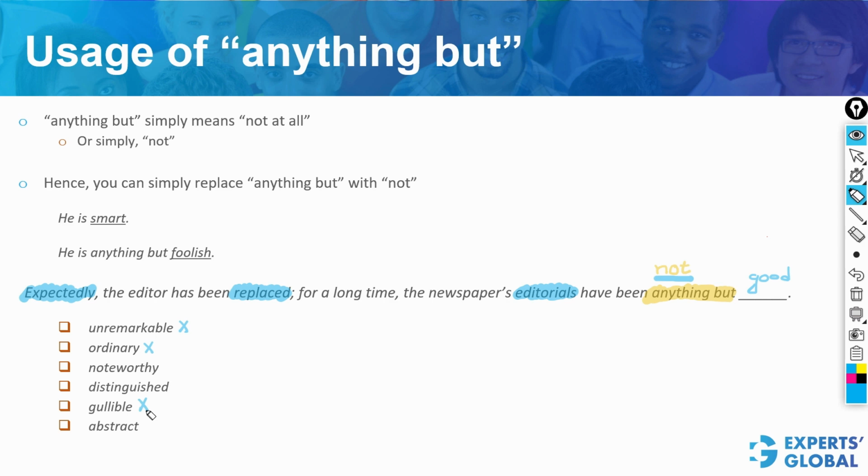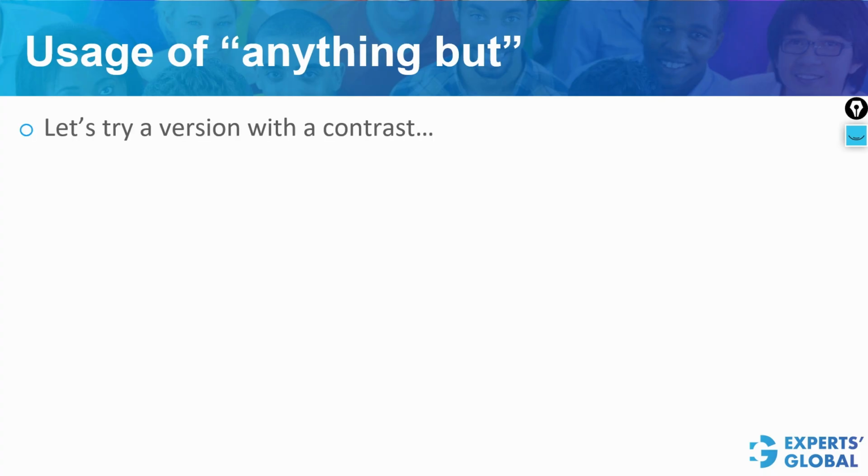They should be eliminated. Abstract is a neutral word. It does not match with our broad expectation from the correct answer choice. The answer choice is noteworthy and distinguished. Positive words, very well matching our broad expectation from the correct answer choice. And the moral of the story is that every time you see an anything but in the sentence, replace it with not. Let's try a variation of the same question with a contrast.